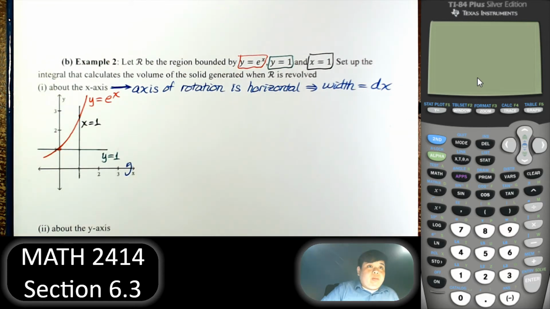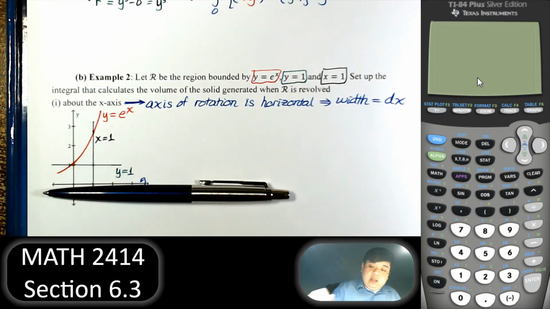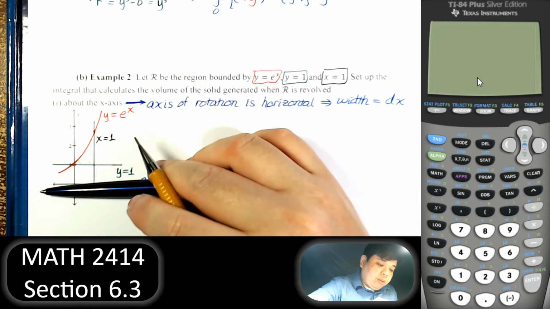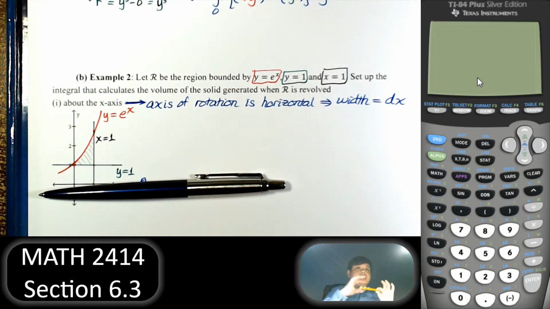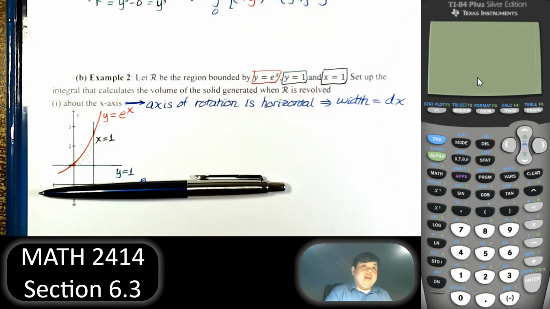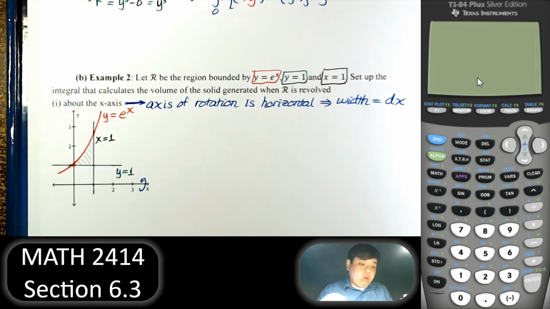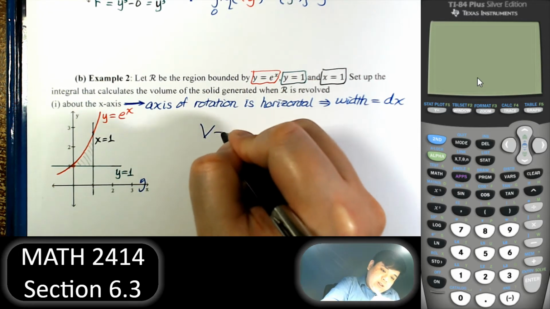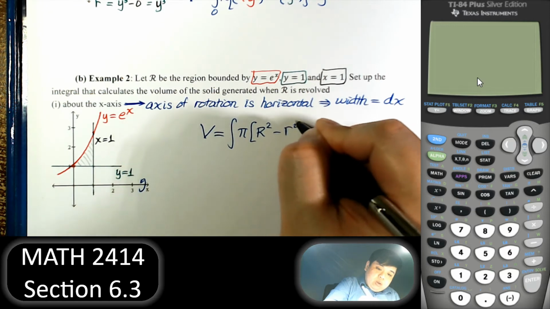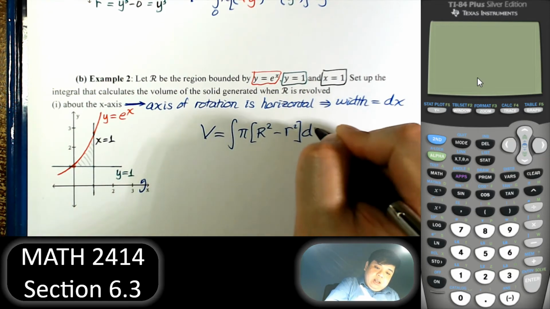Now is this the disk or the washer method? So we think about this. The axis of rotation is here, and the region is way over there. So from the axis of rotation to the region, there is something hollow, the space between the region and the axis of rotation. So that is the washer. If there's no space in between, that is the disk. So washer method: big R squared minus little r squared, and the width dx.